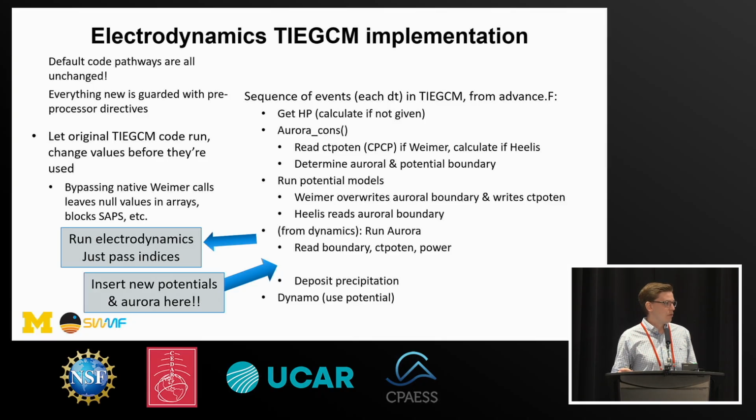In terms of how the implementation is done, we left TiGCM alone. If you want to use the electrodynamics that we have, we run it at the end, we replace the values, deposit the precipitation, use the potentials, but that way we can still use all of the native TiGCM functionality like the SAPs, the other auroral types, let that all get done, and then not touch it.